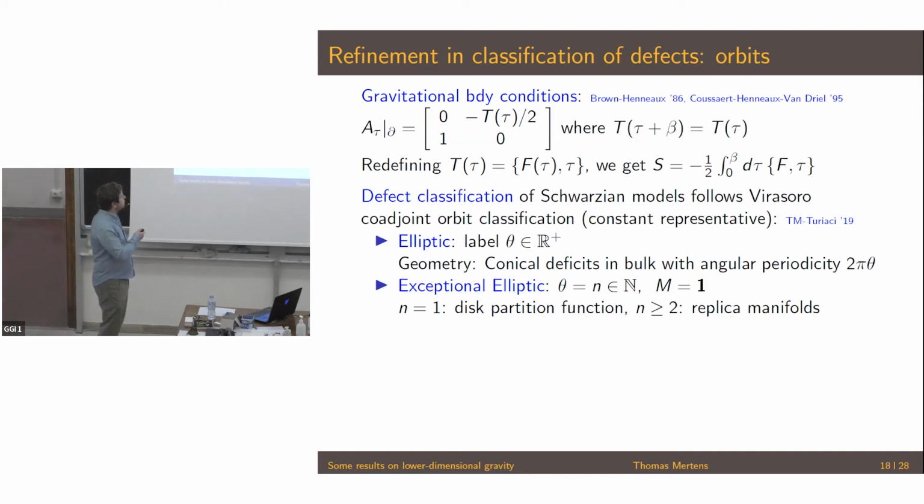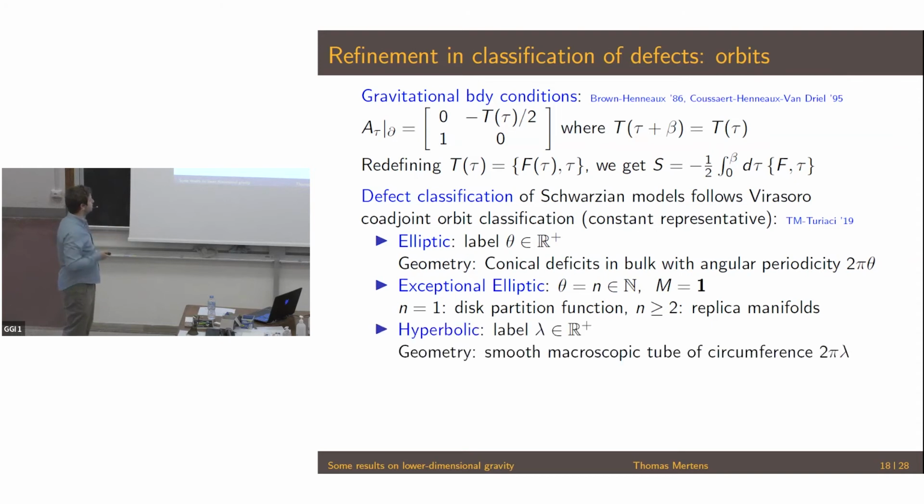If n equals 1, if theta equals 1, hence this is just a disk partition function, the thing one typically studies, the thermal partition function on the disk, but with n 2 or higher, these are replicated manifolds. So this is a special case of the elliptic ones. Then you have the hyperbolic orbits.